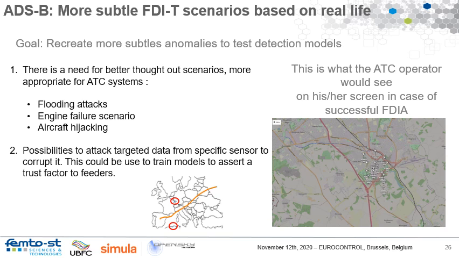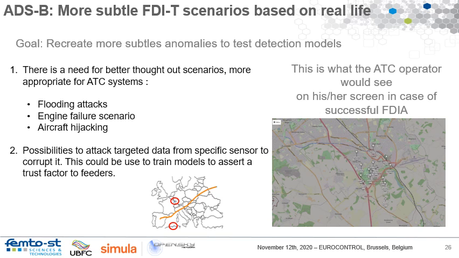So there is a need for better thought out scenarios that are more appropriate for ATC systems, like the flooding attack. We can see an example in the GIF on this slide. We can use engine failure scenarios like the one I showed earlier over Greenland, which force the aircraft to land in different airports. We can also talk about aircraft hijacking.